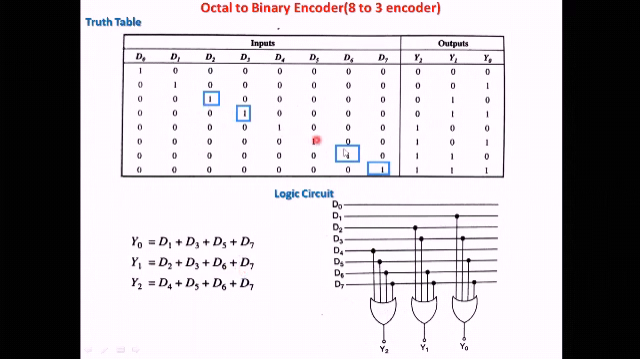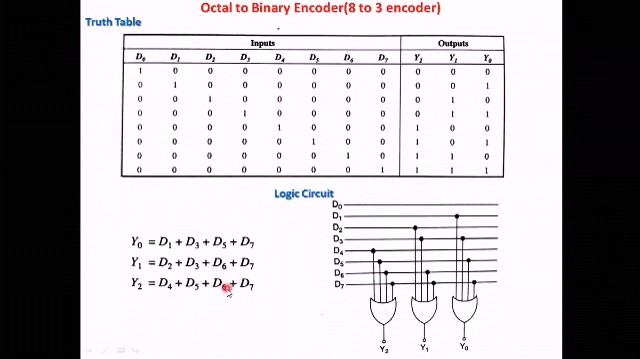It's coming from these blocks. Already I have drawn it here. Next, let us go to the Y3 term. Sorry, Y3 term. So Y3 is equal to D4 plus D5 plus D6 plus D7. How is this equal to these 4 terms?